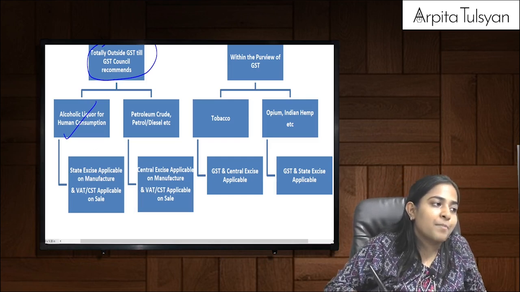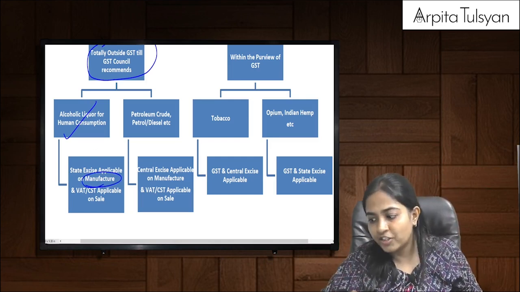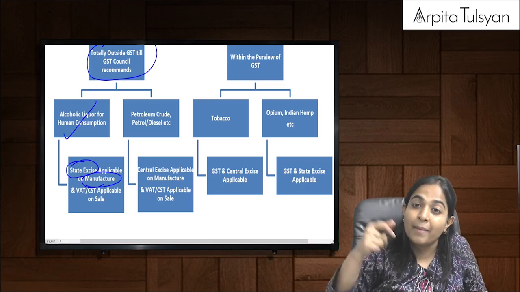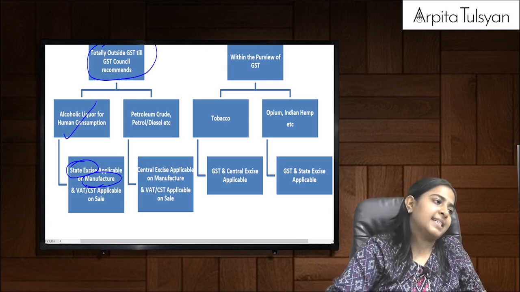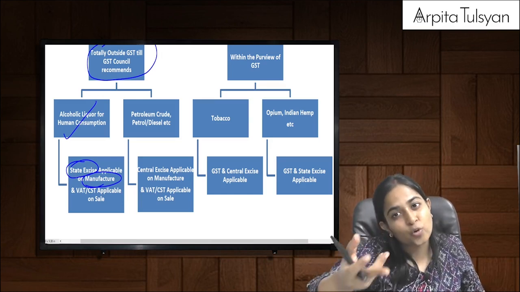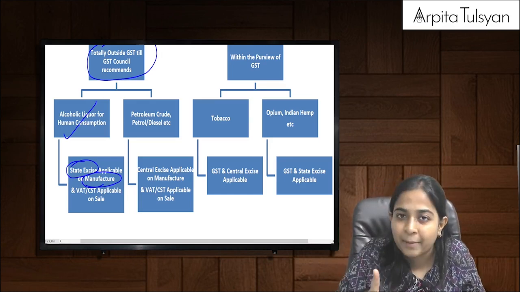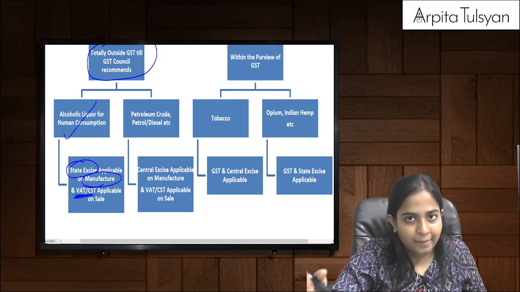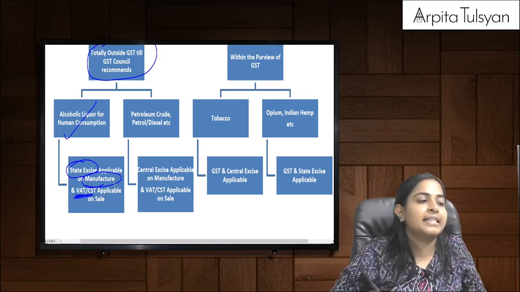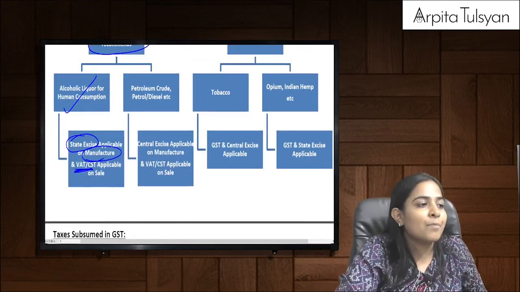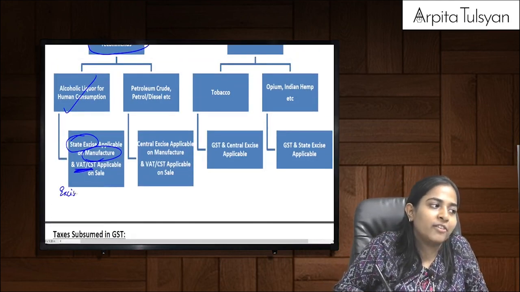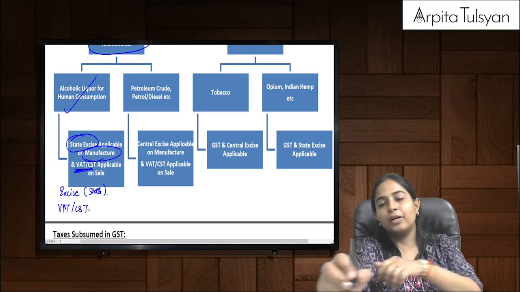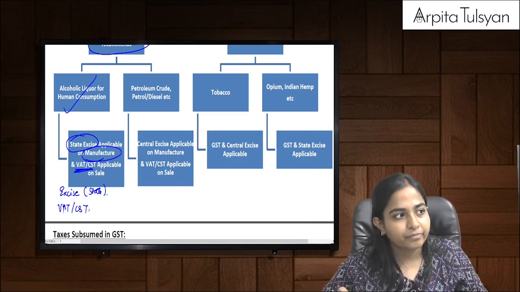When liquor is manufactured, at that time state excise duty is applicable, meaning excise duty will be levied by the respective state. And whenever liquor is sold, GST is not applicable, but VAT and CST are applicable. Since it is goods, VAT will be applicable, and if it is sold in another state, then CST will be applicable. So at the time of manufacturing, excise duty will be levied by the state, and at the time of sale, VAT or CST will be applicable because till now GST is not applicable. Very clear with this?